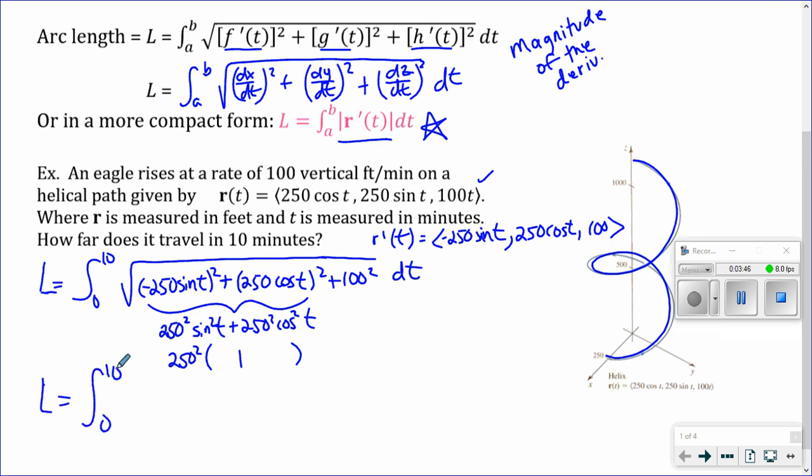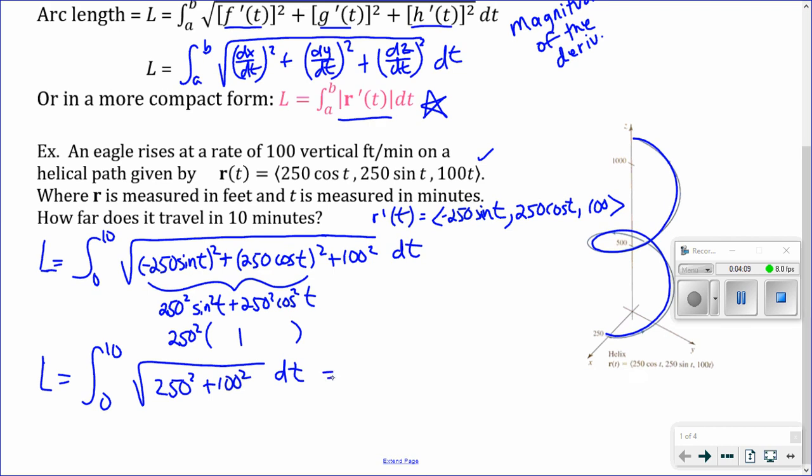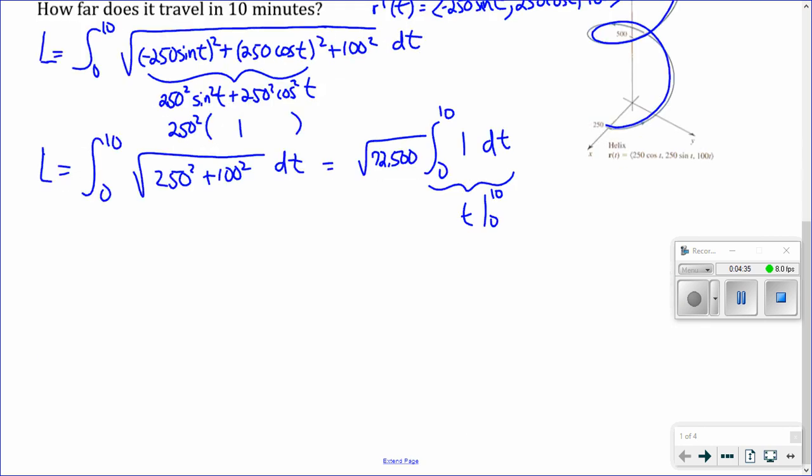So from 0 to 10, I have a square root of basically 250 squared plus 100 squared. Pretty convenient, huh? All right, so now we're just doing the integral of a constant, basically. 250 squared plus 100 squared is going to be 72,500. So I have the square root of 72,500, integral 0 to 10 of just dt. Now remember, whenever you're integrating there, you're going to get t, and then you're plugging in 0 to 10. So all we really do is multiply our answer by the subtraction of 10 minus 0. So I have 10 minus 0 times radical 72,500. Okay, so I have 10 radical 72,500.